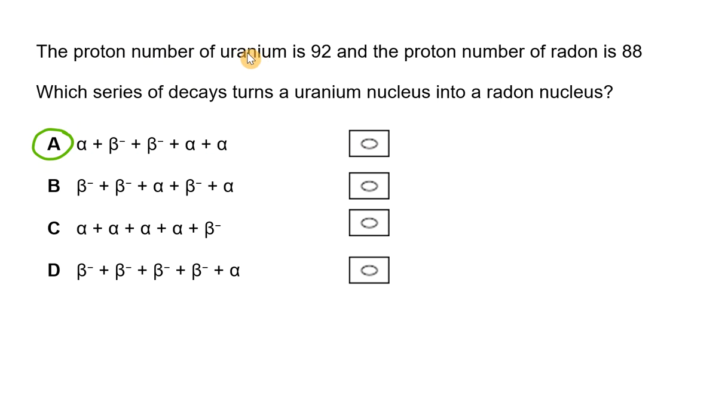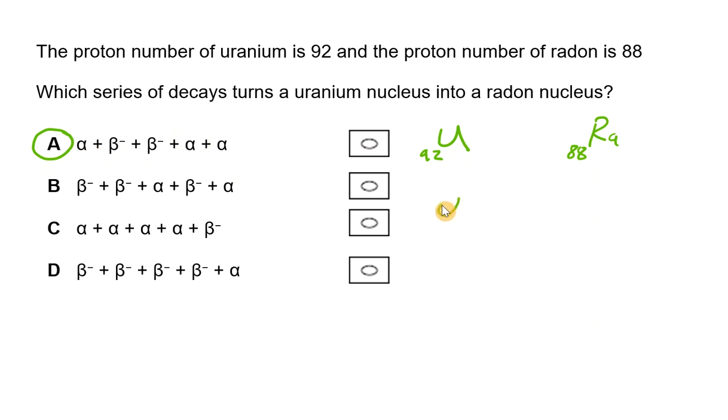Okay, so the proton number of uranium is 92 and the proton number of radon is 88. The proton number, otherwise known as the atomic number, is normally put on the bottom there. Which series of decays turns a uranium nucleus into a radon nucleus? And we can see we've got alpha or beta decays.